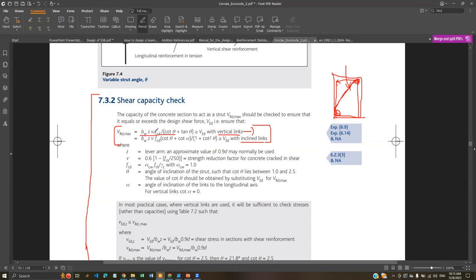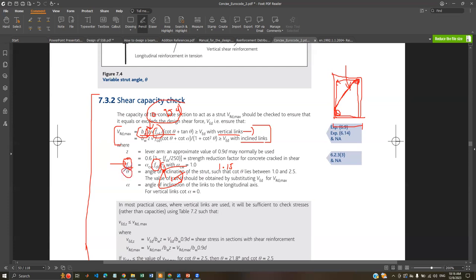When you use these equations, there are some parameters that you need. bw is generally the width of the beam, and z is 0.95d, as you know from the previous calculation we did. fcd is the design compressive strength. This can be found from the characteristic strength by dividing by the partial safety factor. For concrete it is 1.5, and for steel it is 1.15. You need to understand that.